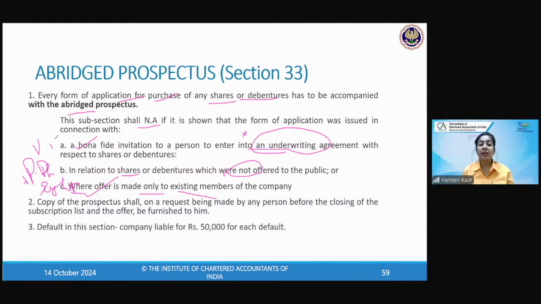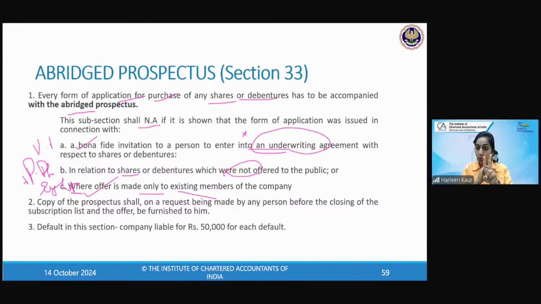And in the case of underwriting agreement. Now, what is the case of underwriting agreement? Underwriting agreement means where I'm entering into the agreement with the underwriters. They have said that, okay, we'll take the bulk shares from you and we'll get the minimum subscription for the company from the public. So in such kind of agreements with the underwriters for the shares and debentures, we're not offering directly to the public. We're giving it to the underwriters who will be offering it to the public and then giving us the money. Sale and purchase of share is happening through the underwriting. So in this case also, abridged prospectus is not required.